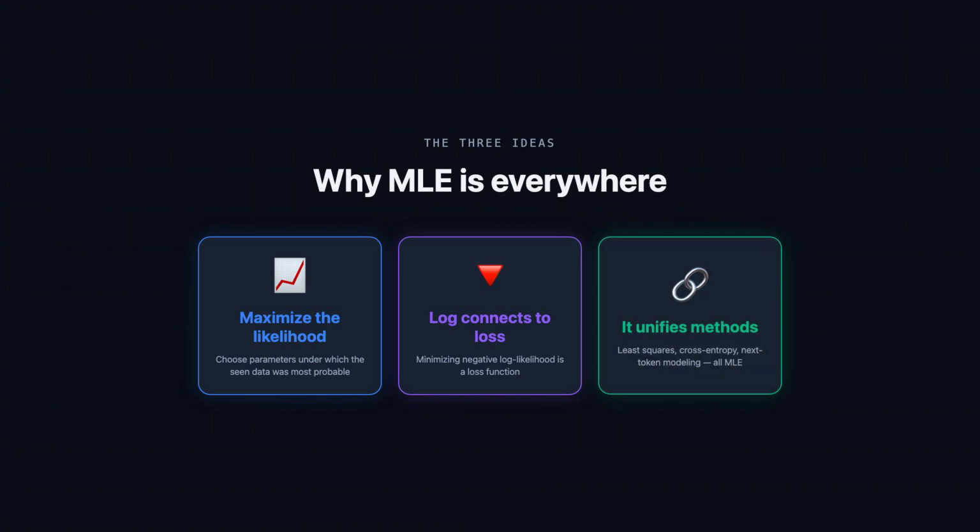This principle unifies methods you already know. Least squares is maximum likelihood under Gaussian noise. Cross-entropy is it for classification. And training a language model to predict the next token is maximizing the likelihood of the text. One idea, many familiar faces across statistics and deep learning.